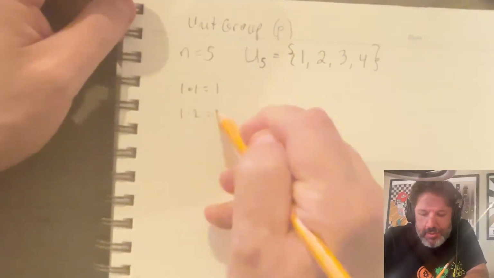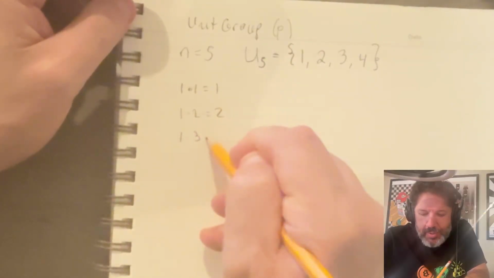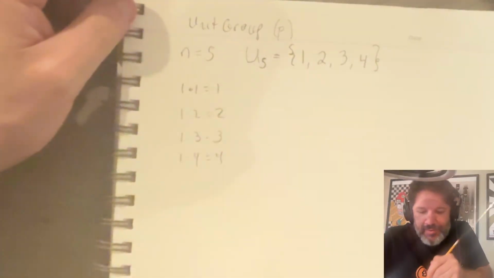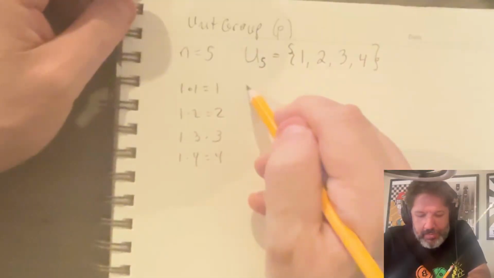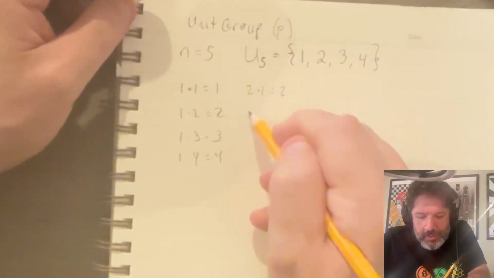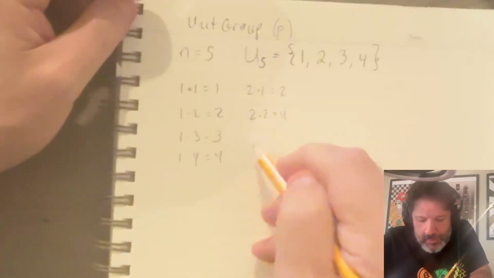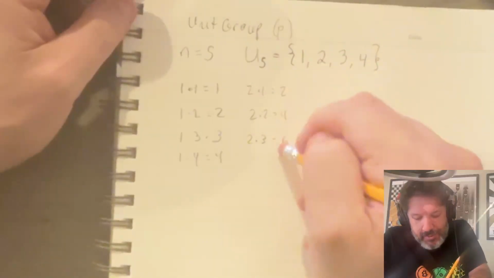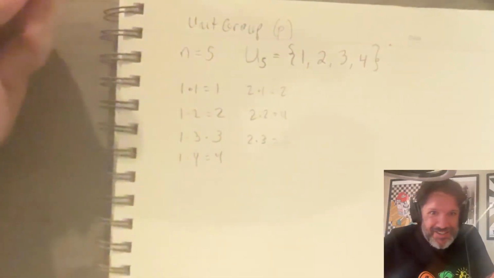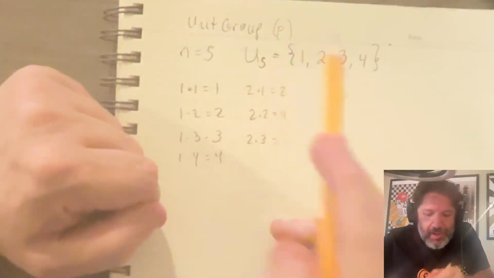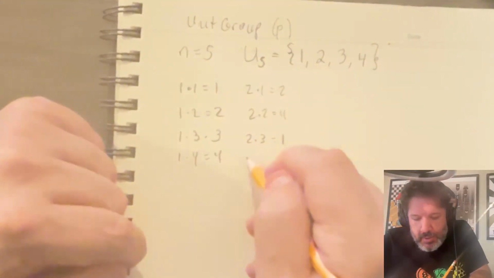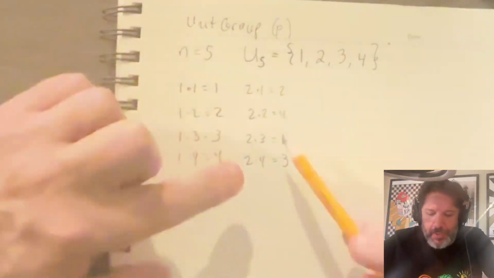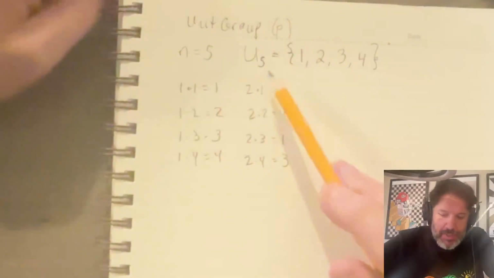1 times 2 is 2. That's in the group. 1 times 3 is 3. 1 times 4 equals 4. So far, we're all in the group. 2 times 1 equals 2. 2 times 2 equals 4. 2 times 3 equals, not 6. Almost made a mistake. It is 6 in the integers, but in the group modulo 5, it's 1. And then 2 times 4, by the same reasoning, is 3. Because it's 8 in the integers, and then modulo 5 is 3.